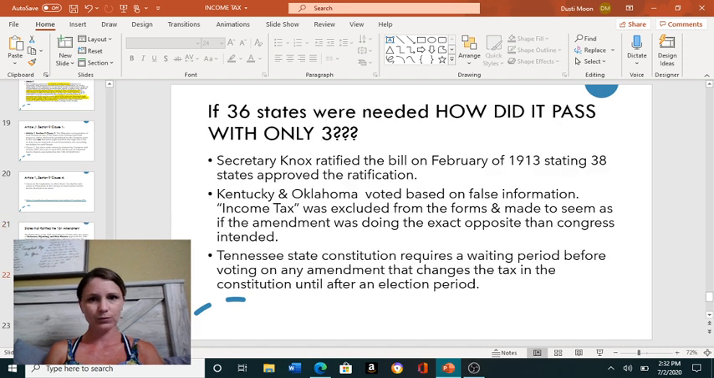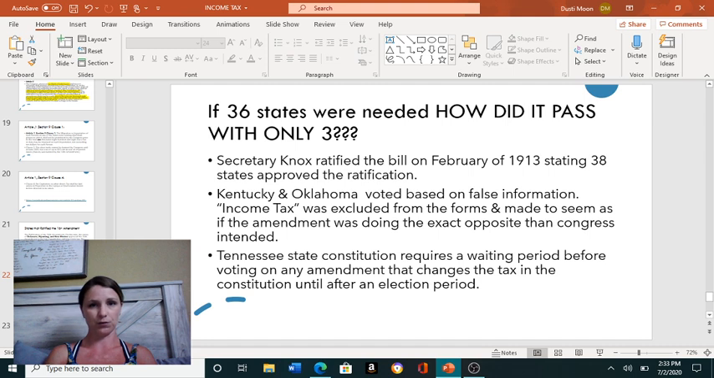So, I just keep checking off boxes as to why this is all illegal. So I get to this slide and I'm already mad. I'm like, if 36 states were needed, how did it pass with only 3? So Secretary of State at the time, Secretary Knox, ratified the bill in February of 1913, stating that 38 states approved the ratification. Yet, there is proof that Kentucky and Oklahoma voted based on false information. Income tax was excluded from the forms that they were reading and made to seem as if the amendment was doing the exact opposite of what Congress intended. Knox knew this and still pushed them through.